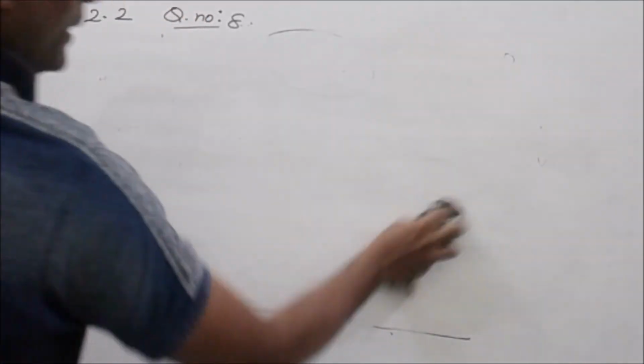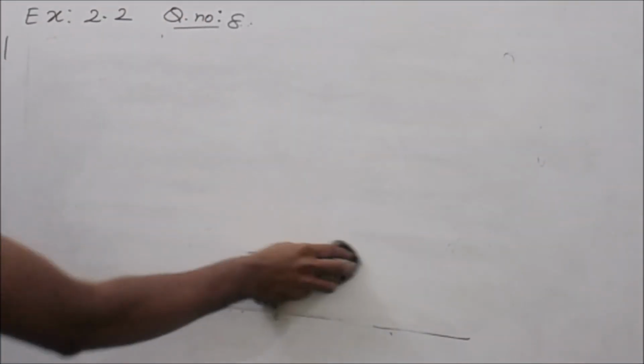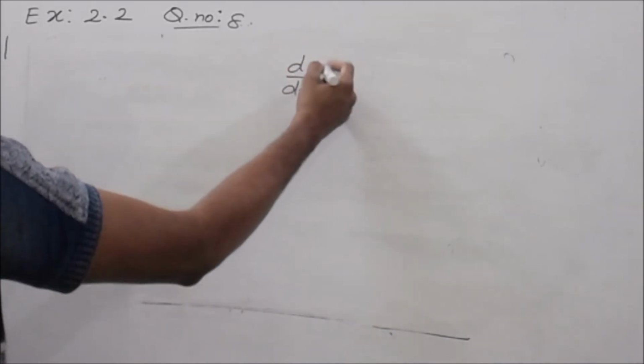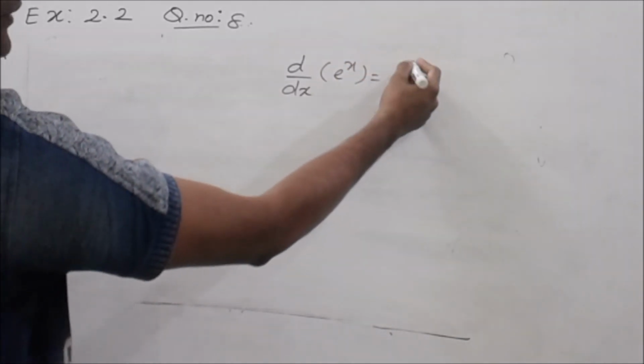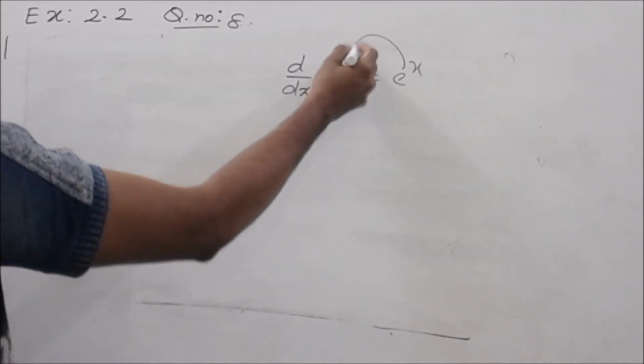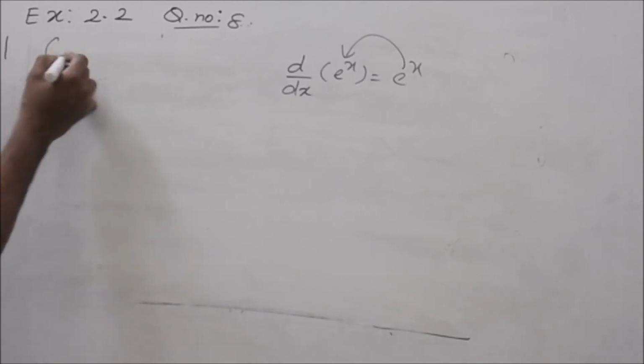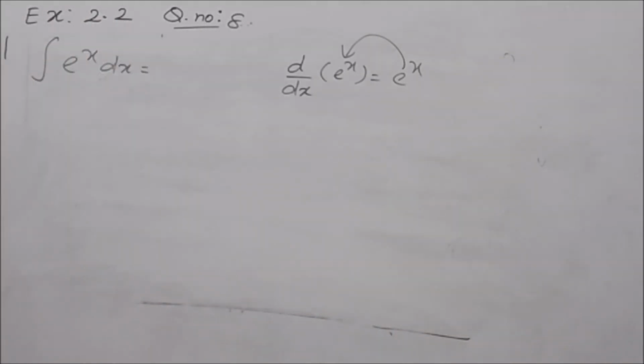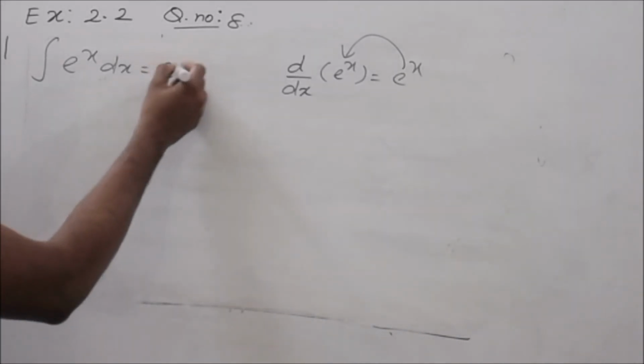They are, first one, integral e power x. What is the derivative of e power x? D by dx of e power x is equal to e power x. So the integral value of e power x is again e power x. So integral e power x dx is equal to e power x plus c.